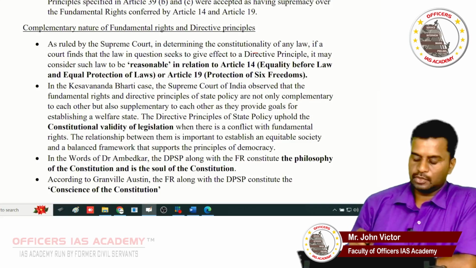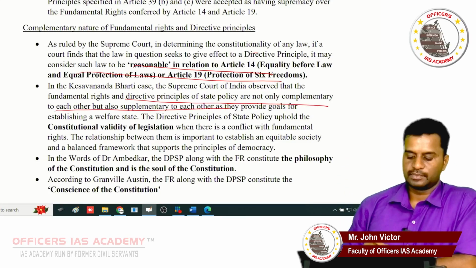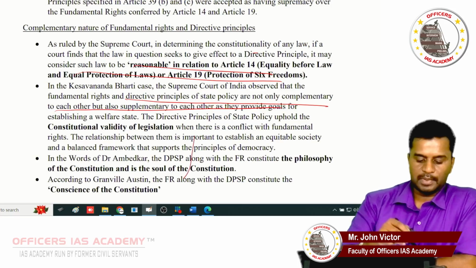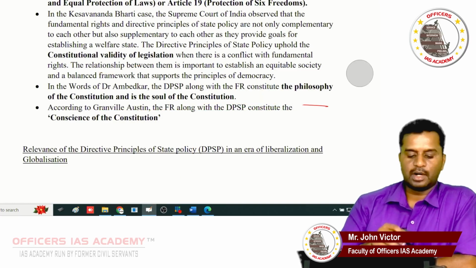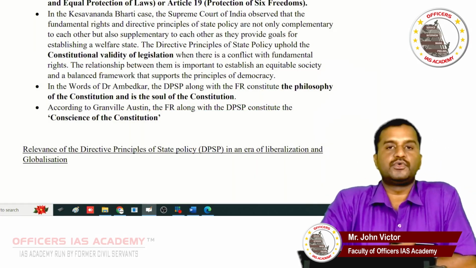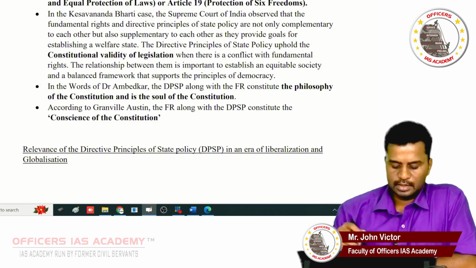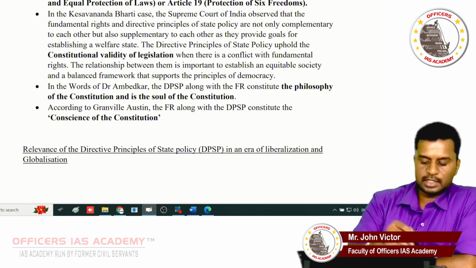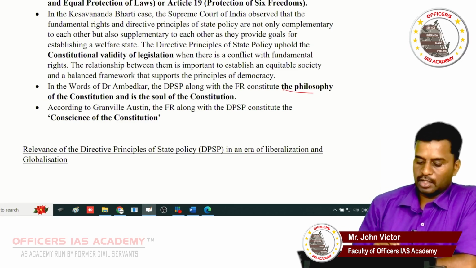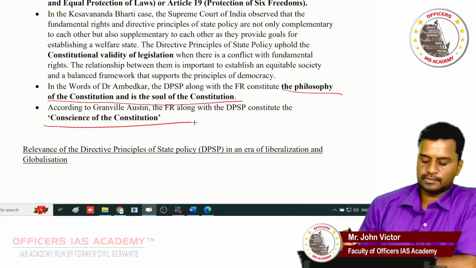So they are complementary to each other. They are also supplementary to each other. In the answer, say that they are complementary as well as supplementary. The DPSPs are more important from a developmental point of view, a social justice point of view, and a welfare state point of view. In the words of Dr. Ambedkar, FR and DPSP constitute the philosophy of the constitution and are the soul of the constitution. According to Granville Austin, FR and DPSP constitute the conscience of the constitution.